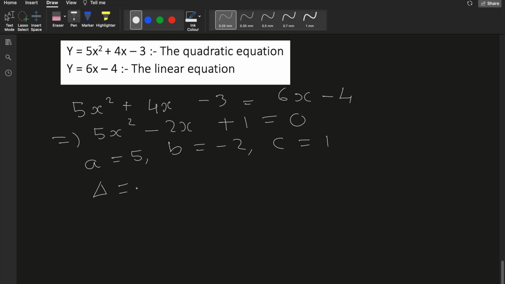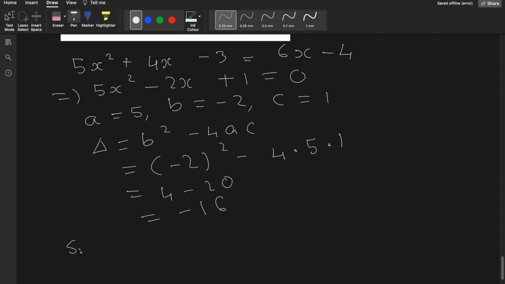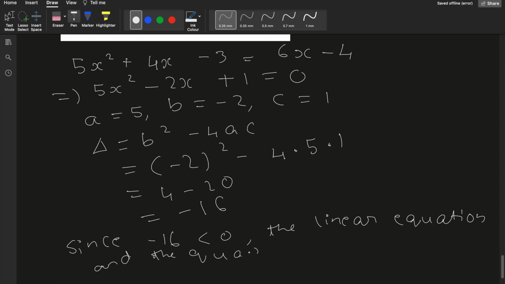Therefore, the discriminant or the delta is b squared minus 4ac. This equals minus 2 whole squared minus 4 into a is 5, c is 1, implies 4 minus 20. This equals minus 16. Since minus 16 is less than 0, the linear equation and the quadratic equation don't intersect.